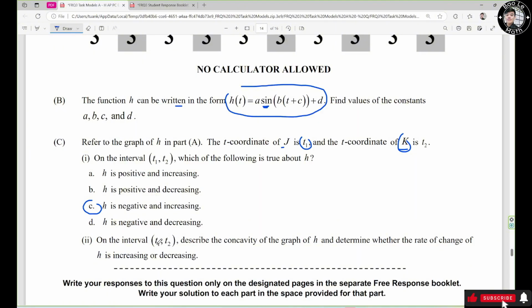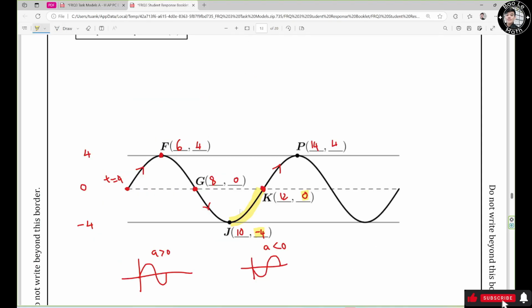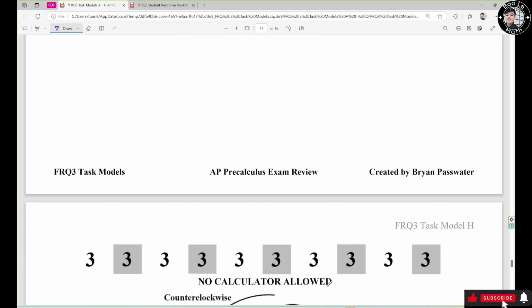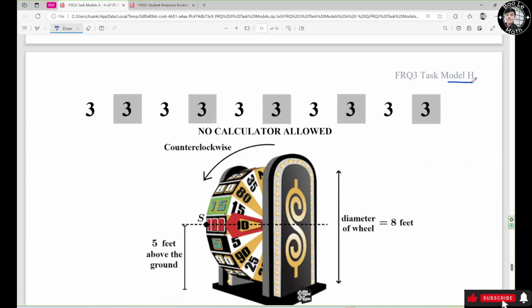Now on the interval t1, t2, the function is concave up and the rate of change of the function is increasing. So concave up and the rate of change is increasing. You need to write the answer for this question in a complete statement, like what I did in the previous example.